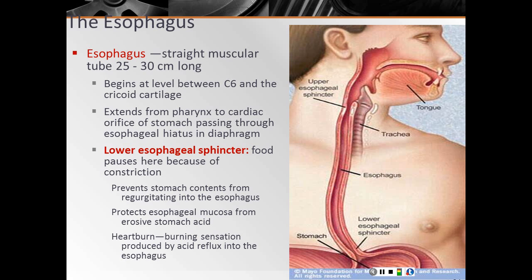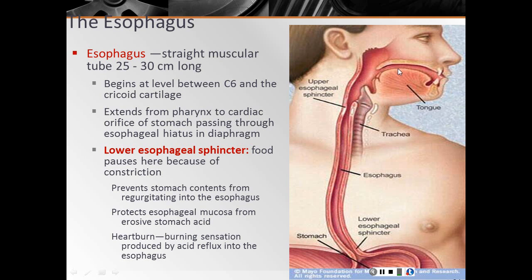Now food is going to pass briefly at this point because of the lower esophageal sphincter, or LES. Now this LES, the lower esophageal sphincter, prevents the stomach contents from regurgitating into the esophagus. And of course, heartburn has nothing to do with the heart, but it is the burning sensation caused by acid reflux.